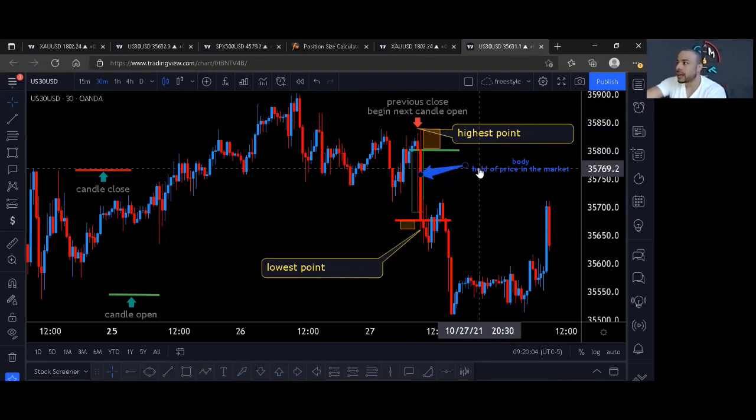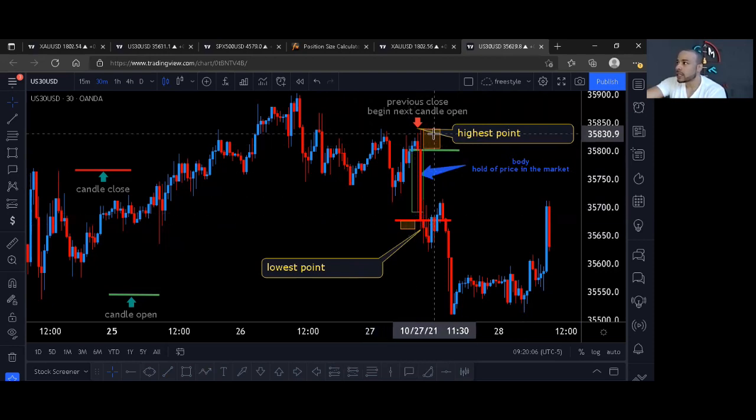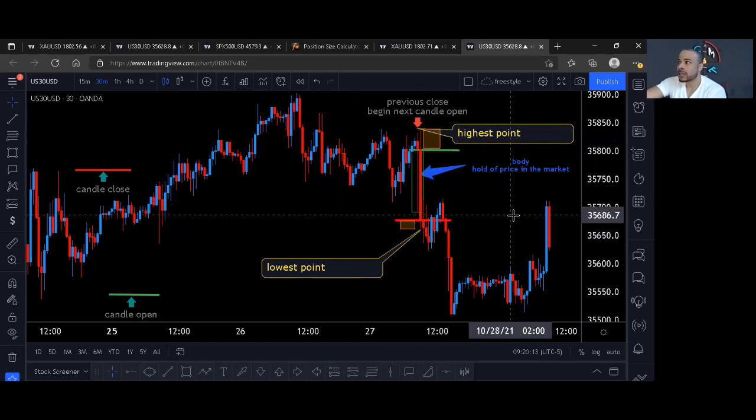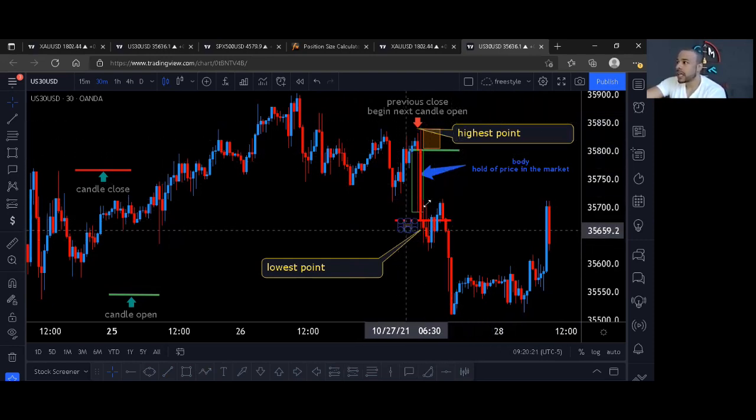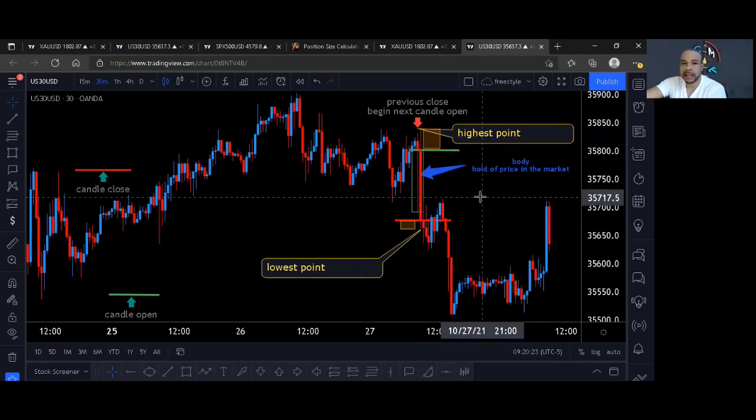We got the body of our candle, we got our wicks at the top and at the bottom of the body, and then we have our high and our low of the candle. So you have just done the open, close of the candle, the high, low of the candle, the wicks, and the body. That's everything you need to know about candles, basics. That's all you need to know, covered in a nutshell right there.